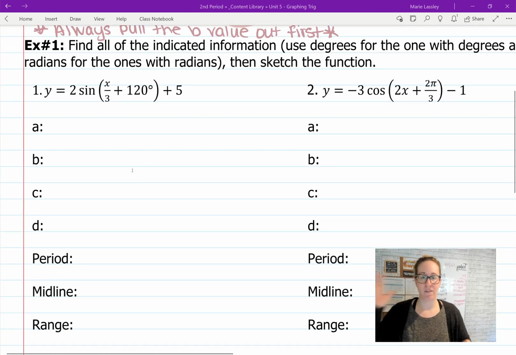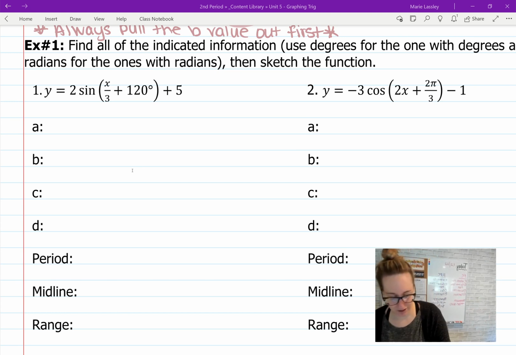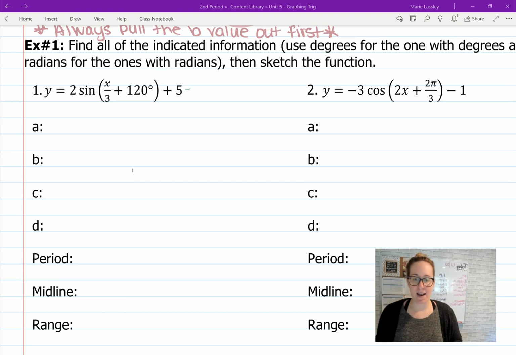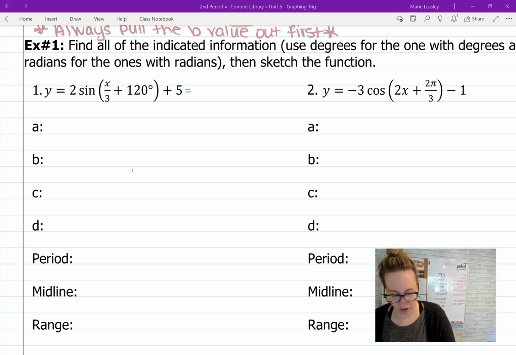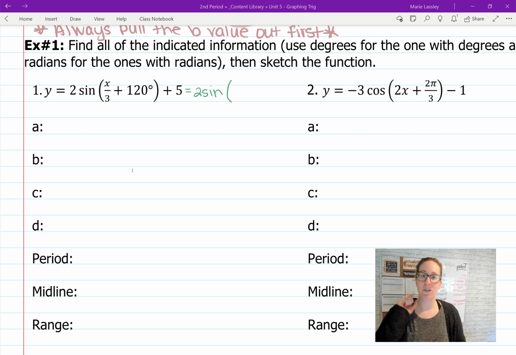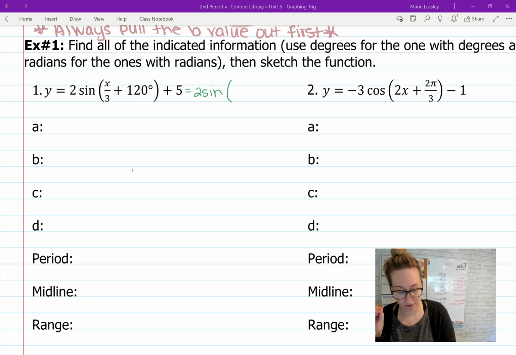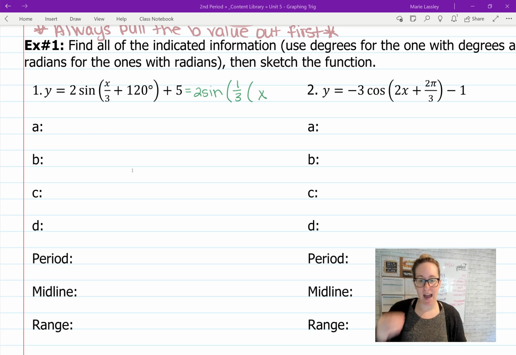All right, not front of the whole thing, but in the parentheses, we have to factor that out. All right, so for this first one, I'm going to rewrite it. Everything's going to stay the same, except I'm going to pull my B value out front. This is 2 sine parentheses. Now the B value is whatever is attached to the X. So I'm pulling out that thing attached to the X. In this case, it's 1/3 parentheses X. Now I divided X by 1/3. That's how I was able to pull it out front.